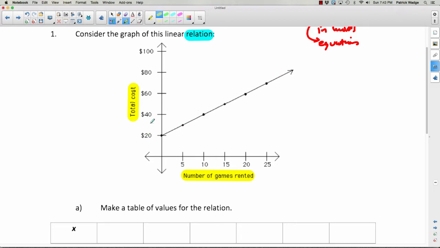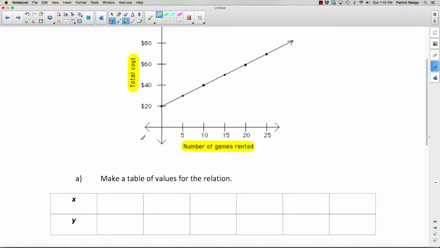And the first thing they want us to do is to make a table of values for the relation. Well, where we want to look to do that is we want to look at some of the points. I can see 1 point here, 1 point here, 1 point here, 1 point here, 1 point here, and 1 point here. Those are exact points. There's 6 of them. I made a table with 6 spots. So that's what we're going to do. How are we going to do this? We're going to name all these points.